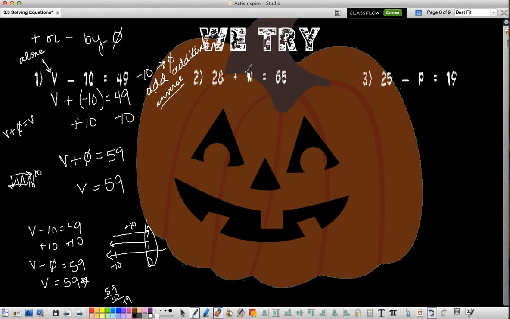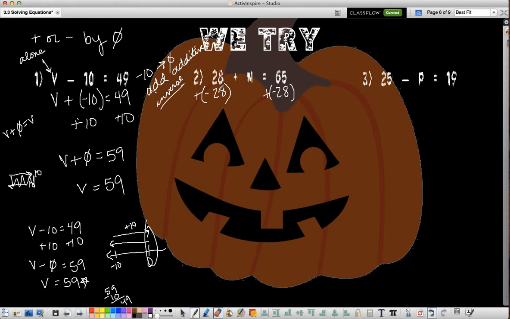Then with addition it's nice because it doesn't matter where the number is, like it will with subtraction. So with addition, I can do one of two things. Let's work with positives and negatives. Since this is a positive 28, I know that I would have to add a negative 28 to both sides, because what I do to one side I have to do to the other.